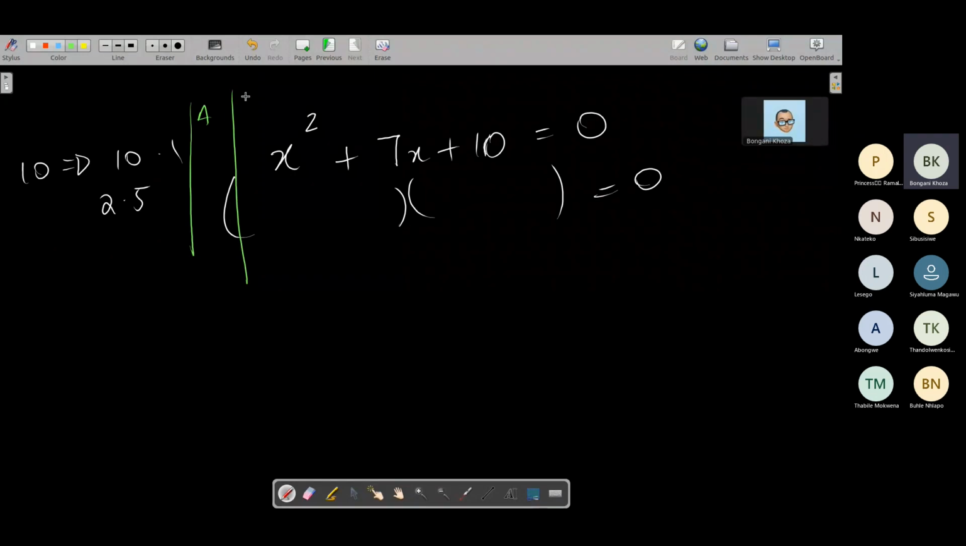Now what we'll try to do is check which ones, when we add or subtract, will give us this 7. If we add here, we get 11. Subtract, we get 9. This one, we add and get 7. Subtract, we get 3. So which ones are we going to use? 2 and 5. And then this will be x and x, 2 and 5.